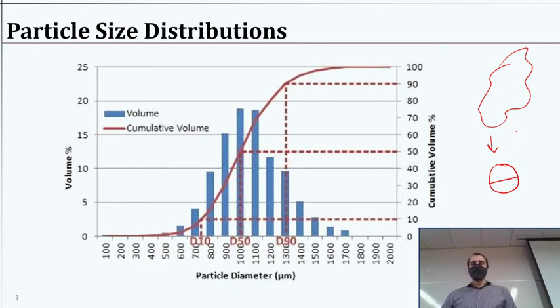So the diameter is really, it's not assumed that the particles directly are spherical, but what we're doing is assuming that a spherical particle can represent the particles there, and that's what we call the diameter. So I'm going to say that's the equivalent spherical particle.